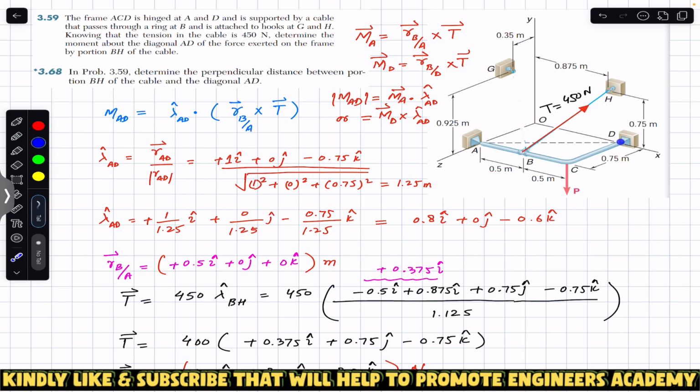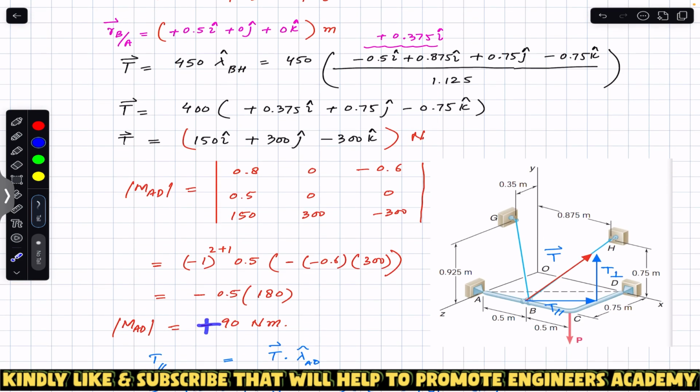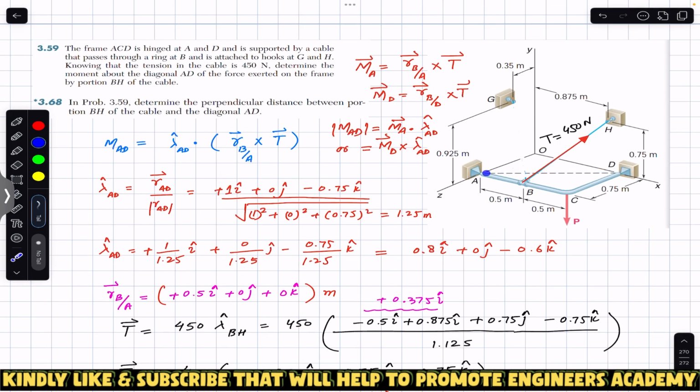So we can select the unit vector from D to A as well. If we had selected the unit vector from D to A, then we would have got this as a positive sign. But since we have selected the unit vector from A to D, we got the negative sign. The negative sign tells us that the moment is in the opposite direction of the unit vector. So this will be the direction, because if we curl our right hand fingers in this direction, the thumb will point in the opposite direction of AD.